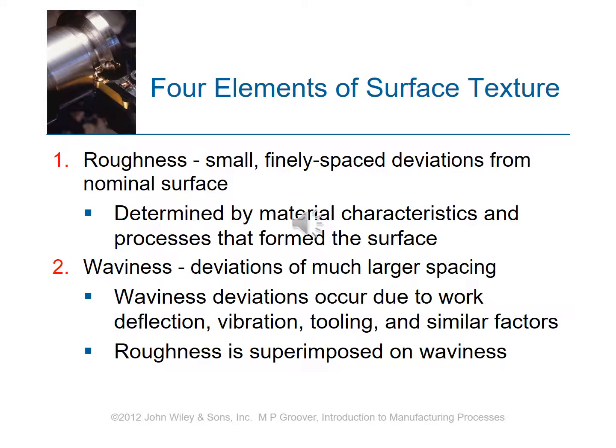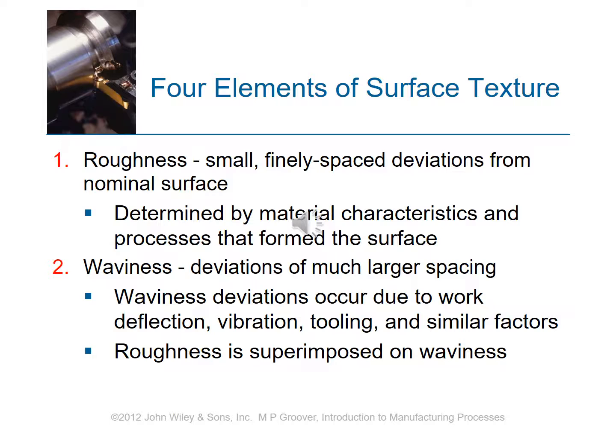Four things we've got to worry about on surface texture. One is the roughness, which are those little small grooves and deviations from the nominal. It's determined by the material and also the processes that we use to make it. Waviness, again, this is where you get the big curves on it. Work deflection, vibrating tooling, similar factors. Roughness is smaller. That's what that superimposed means.